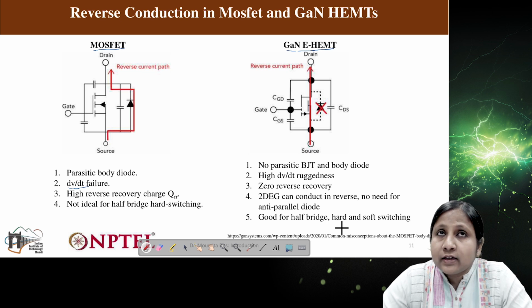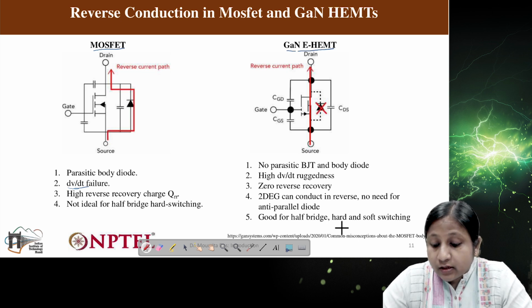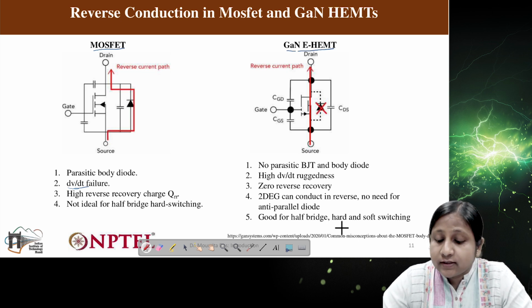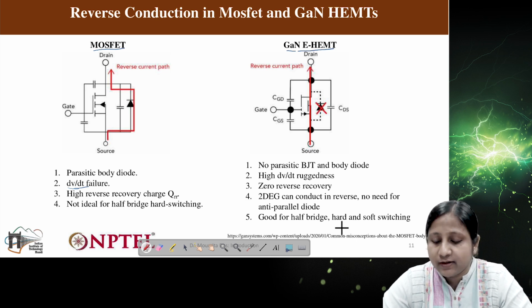So is that the only thing? There will also be a disadvantage. Due to the absence of this reverse diode, the reverse current flow can cause a high voltage drop. This means the losses during the reverse operation will be much higher in case of a GaN device than in a silicon or silicon carbide device.